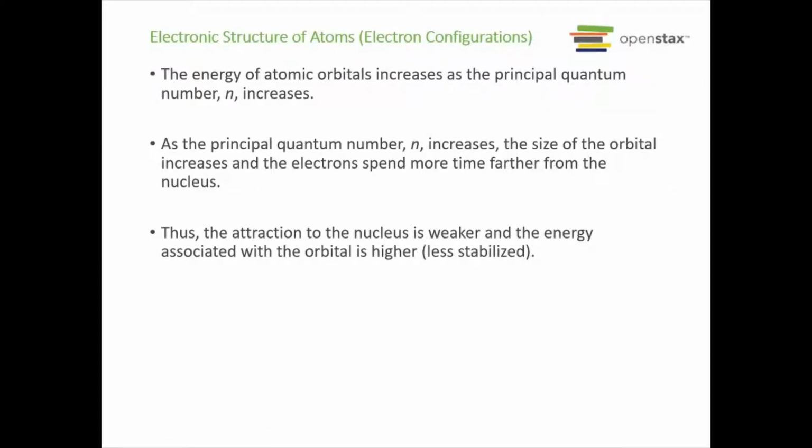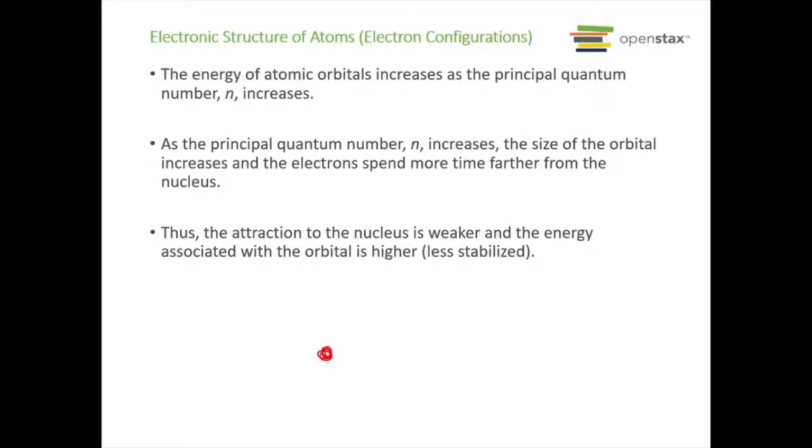So let's talk about these, starting off with what electron configurations are. Remember, as we increase that principal quantum number n, we are increasing the energy of our atomic orbitals. The higher the n, the higher the energy. As that n goes up, the size of our orbital increases because we're adding more shells, and our electrons are now spending more time further and further from our nucleus. So now that attraction to the nucleus is weaker because we're further away from that positive charge.